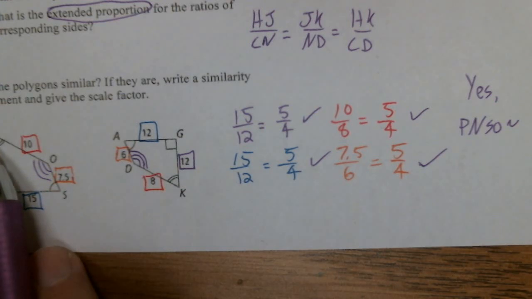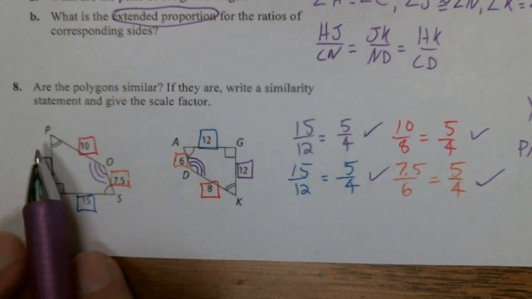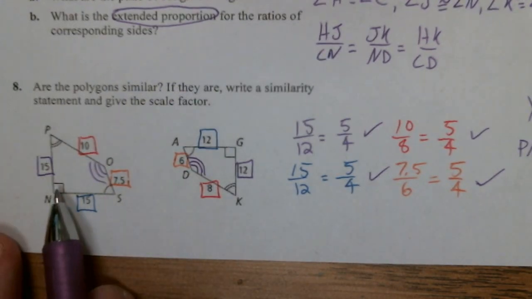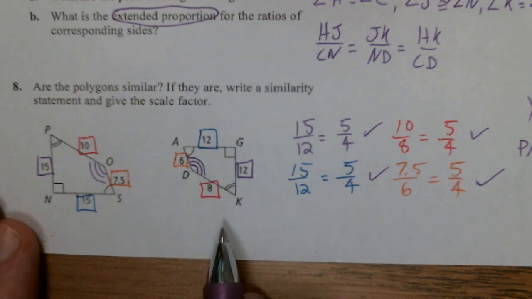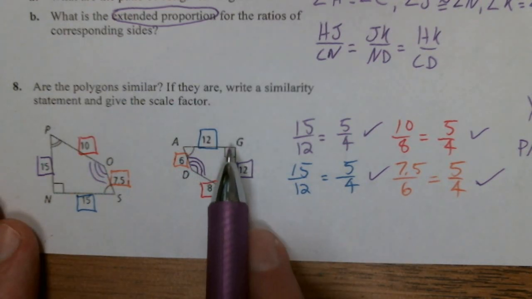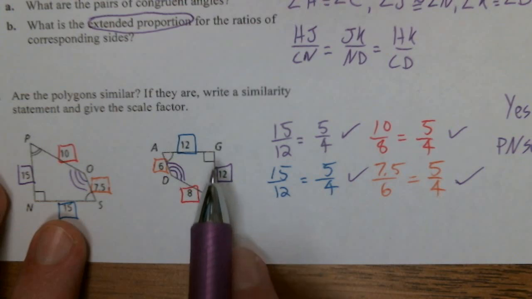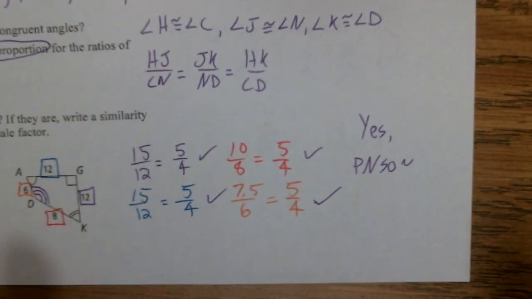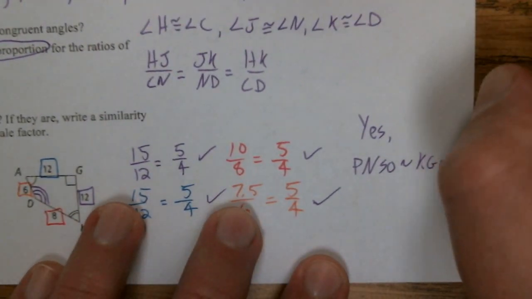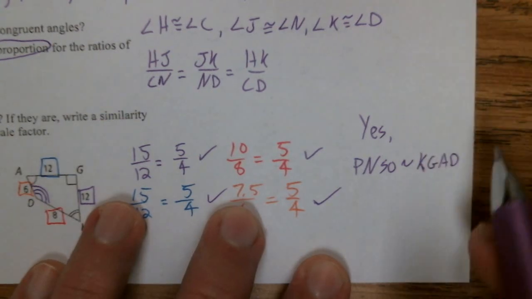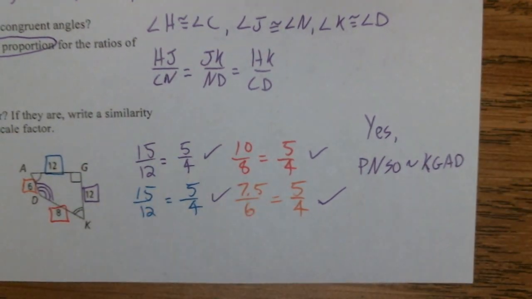So if I choose to go that path, I've got to do the same thing down here. I'm starting with the double arc. Okay, I'm going double arc to the box. So over here, I've got to start with the double arc and then go to the box. So that would be KGAD. And yours might look different than mine. I mean, there are lots of different acceptable combinations that would work.